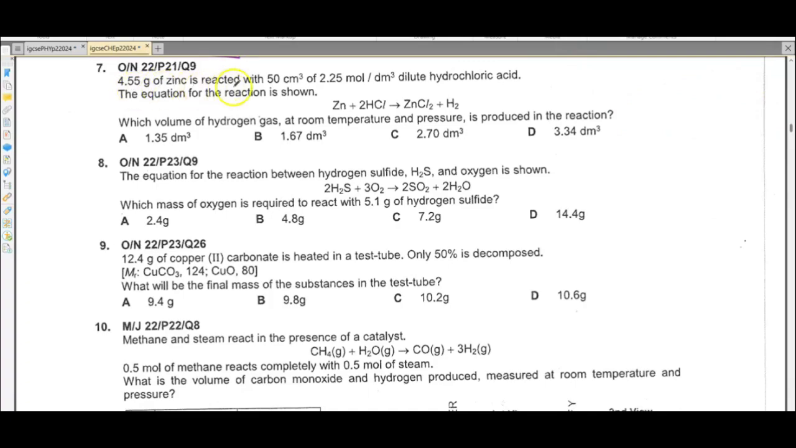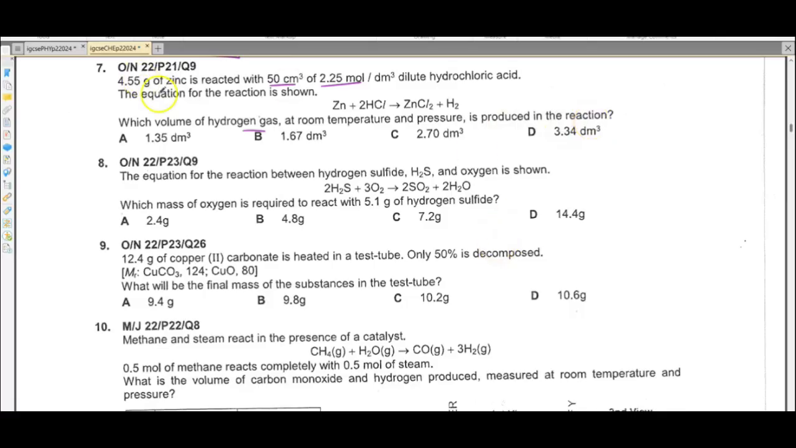4.55 grams of zinc is reacted with 50 centimeter cubed of 2.25 mole per decimeter cubed dilute hydrochloric acid. The equation for the reaction is shown. Which volume of hydrogen gas at room temperature and pressure is produced in the reaction?